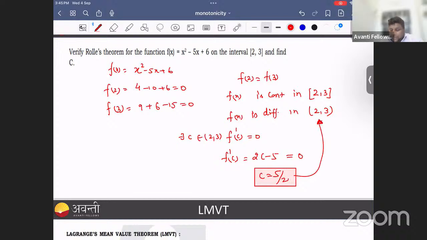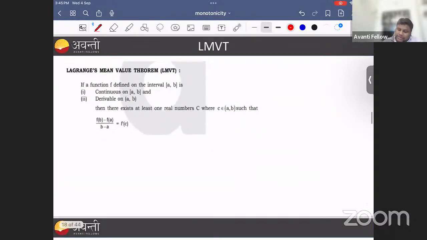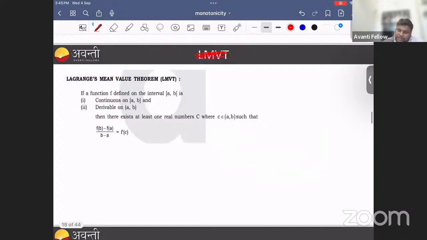So that means this function is having at least one root in 2 to 3. Got it? Now, since it is a quadratic, we can directly say there is not just at least one, there is only one root. That's a separate deal. Got it? Now, there comes Lagrange's mean value theorem, LMVT.